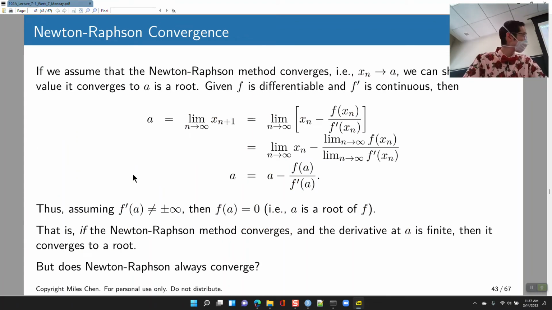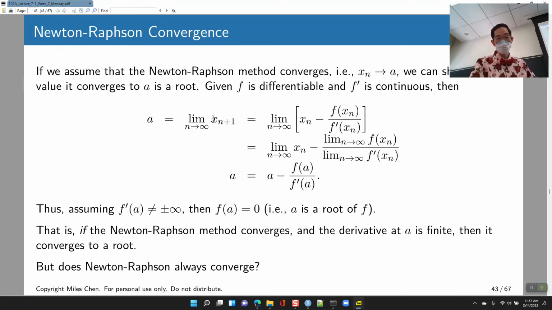Okay, so this slide, I don't feel like reading all of this, but I'll do it. Basically, this just says that if the Newton-Raphson method converges, the value that it converges to is indeed a root. Okay, so that is to say, if we assume that xn converges to some point a, we can show that a is indeed a root.